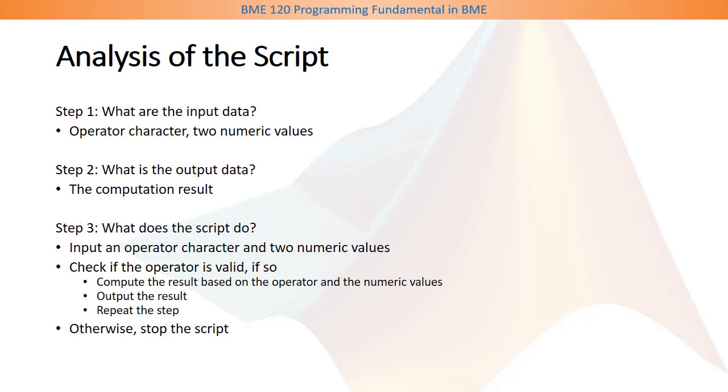So here are the steps. First, it will input an operator character and 2 numerical values. And then it will check if the operator is valid. If so, it will do the following. Compute the result based on the operator and the numerical values, and output the result. After that, it will repeat the step and go back to ask for the next operator character. If the operator character is not valid, then it will stop the script.